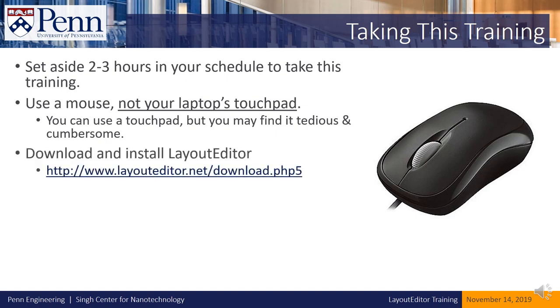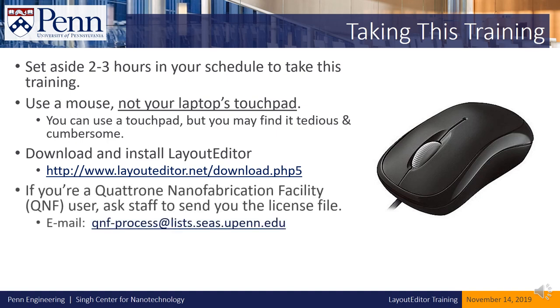Of course, download and install LayoutEditor. You can type in the link from this slide, or you can simply Google LayoutEditor download and download it from their website. You can use LayoutEditor for free, but the full version requires a license. Users of the Quattro NanoFab can use the QNF site license. To get a copy of it, please send an email to qnf-process@lists.cs.upenn.edu asking for a copy.